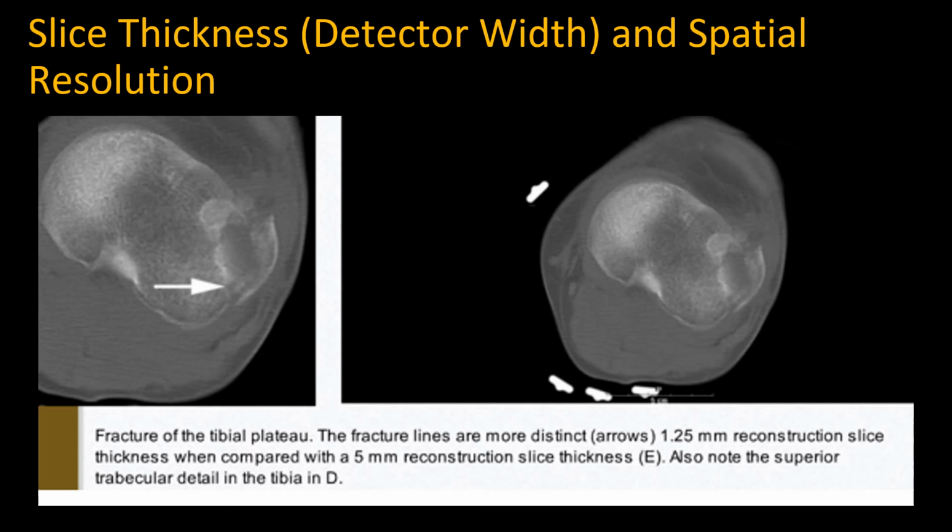Remember, slice thickness is directly correlated to detector width. This tibial plateau is fractured, and the fracture appears more distinct in the image at screen left, which is a 1.25 millimeter slice, versus the 5 millimeter slice at screen right.